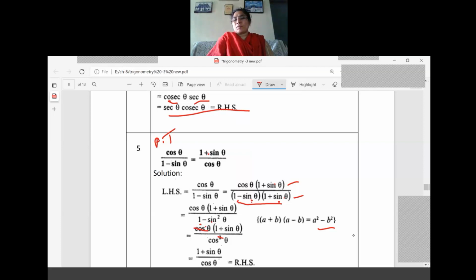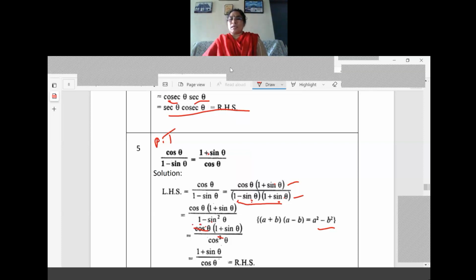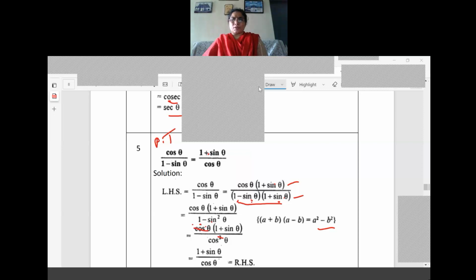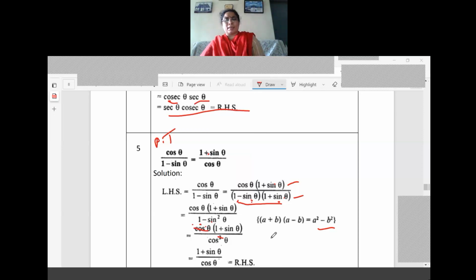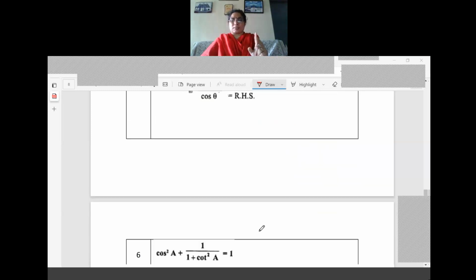So the denominator, what happened? 1 minus sine theta into 1 plus sine theta we got. That is 1 minus sine square theta, which is equal to cos square theta only. So here one cos is already there in the numerator and the denominator is cos square theta. So one cos will get cancelled. What is the answer now? Cos theta in the numerator gets cancelled, but cos theta is existing in the denominator. In the numerator we have only one term, 1 plus sine theta, so we get 1 plus sine theta by cos theta, which is equal to RHS.